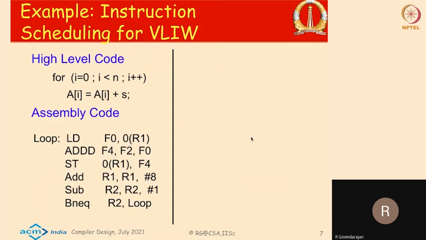Now, the assembly code for this would look something like this. There is a load instruction which loads this value from the array location. Then you do an add operation. And then after that, you store the value back into the array location, right? And the three integer instructions below are essentially incrementing the array pointer and decrementing the loop count, and then branching if the loop count, the number of iterations, is not over, right?